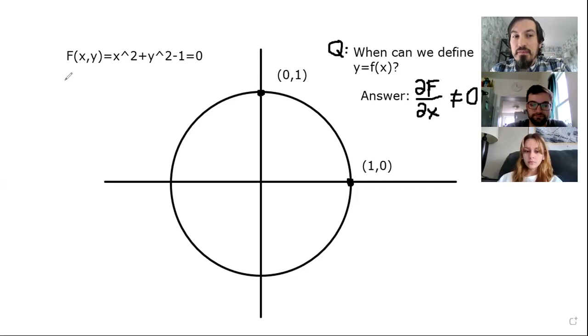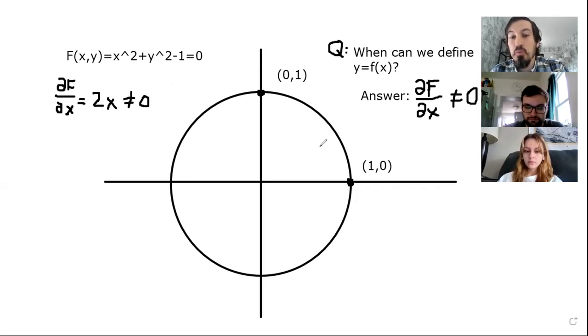Let's take the partial derivative of f with respect to x. What do we get? I've taught you guys partial derivatives, so you should know how to do this. Remember, the equation here is x squared plus y squared minus 1 equals 0. I think you know what that is, right? 2x. So this says we need 2x not to be equal to 0. Okay. That means x could be 1, but it can't be 0, right?